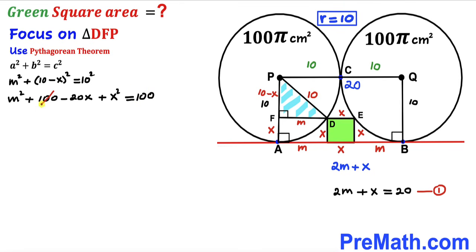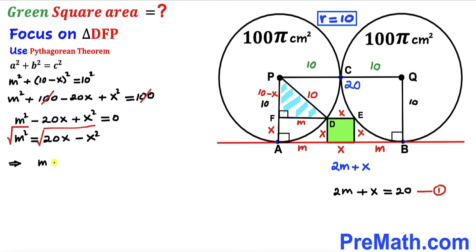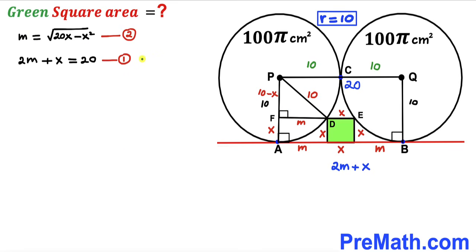And now we could see this 100 and 100, they are gone. And now I'm going to move this 20x and x square on the other side. And now I am going to undo this square by taking a square root on both sides. So therefore our lowercase m value simply turns out to be the square root of 20x minus x square. And I'm going to label this one as our equation number 2. So thus we are ended up with these two equations, equation 1 and equation 2.